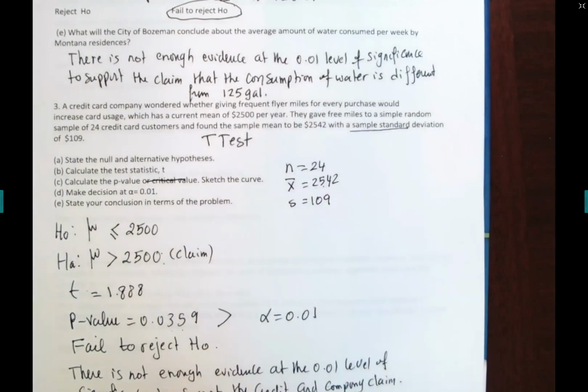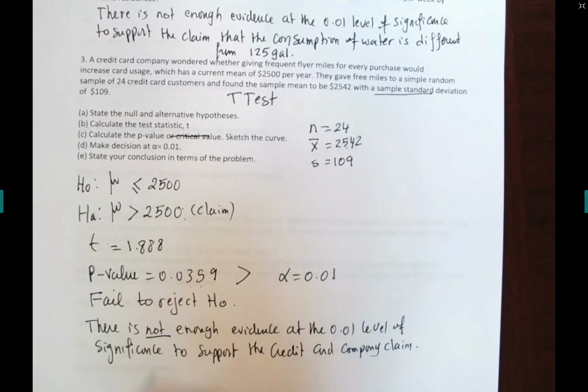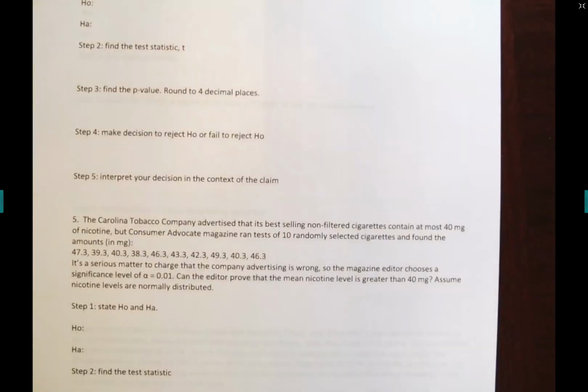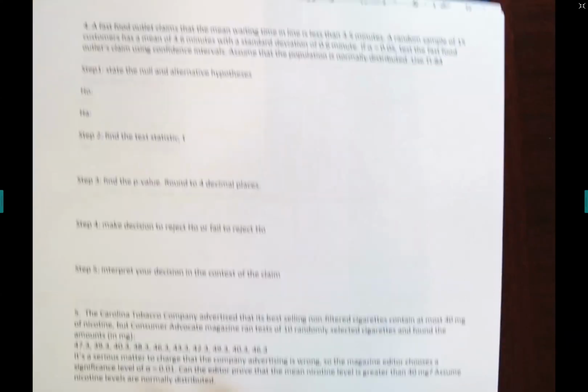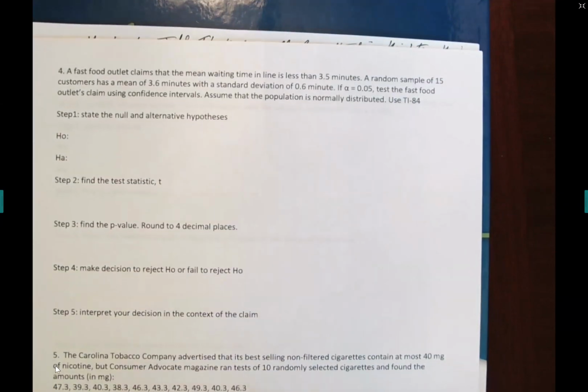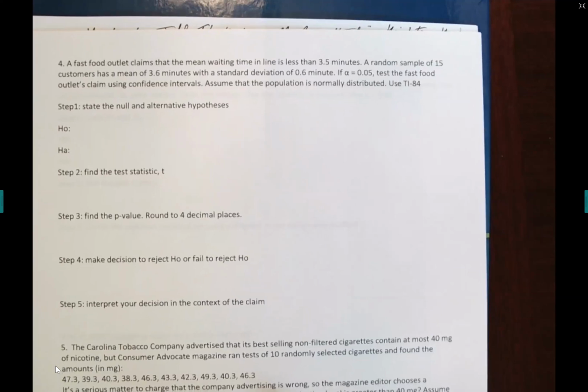And that's why we ended up with there is not enough evidence at the 0.01 level of significance to support the claim. All right. Okay, here's another one with the t-test. Fast food outlet. If it's okay, guys, I'm just going to go over by 10 minutes today, just so I can get done what I plan on doing.